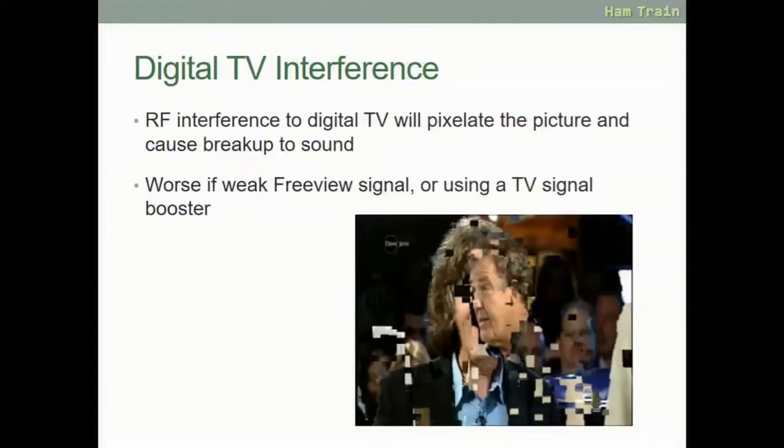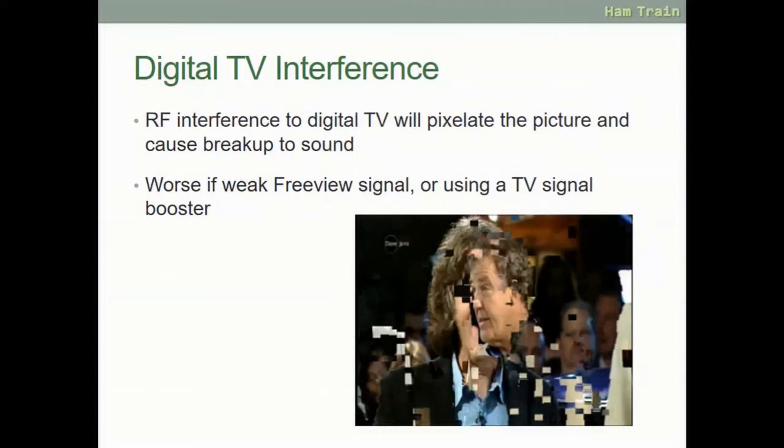RF interference to digital TV will pixelate the picture and cause breakup to sound. It's worse if it's a weak Freeview signal coming from its source, or if the TV is using a signal booster, because that will not only boost the signal that it's receiving from its source, it will also boost any other signals that come into contact with it, like ones coming from a ham radio station.